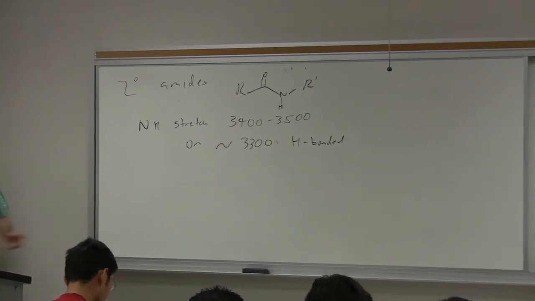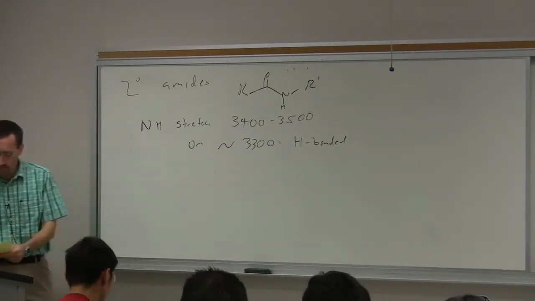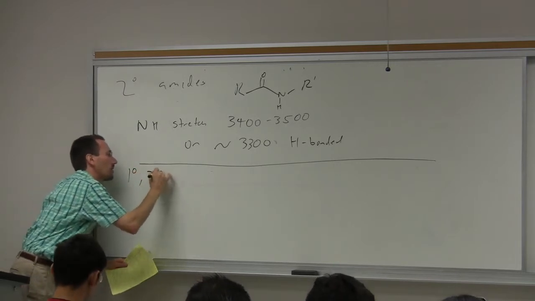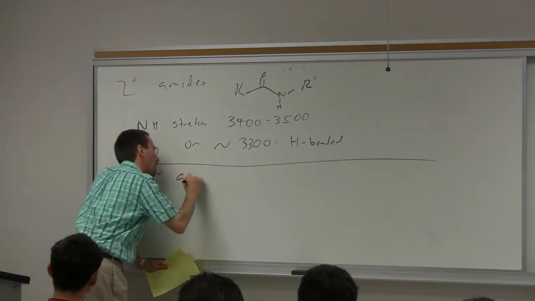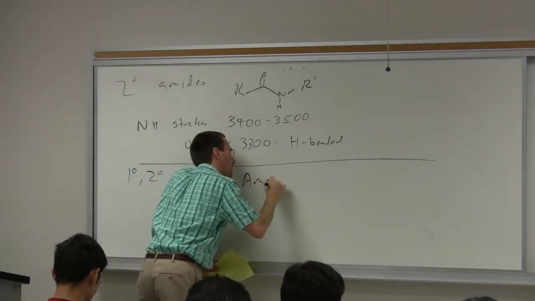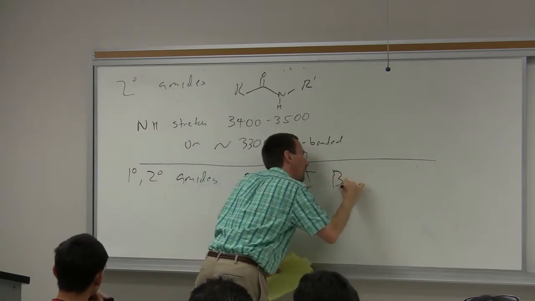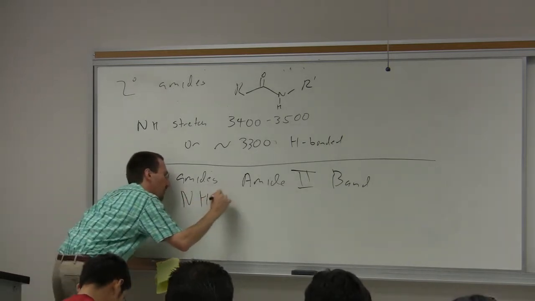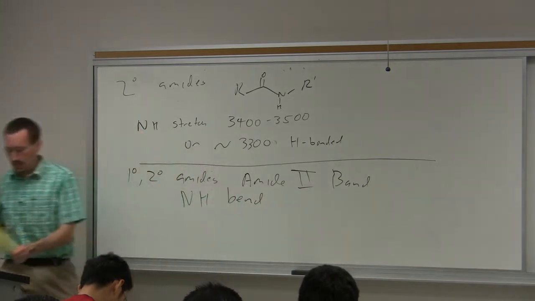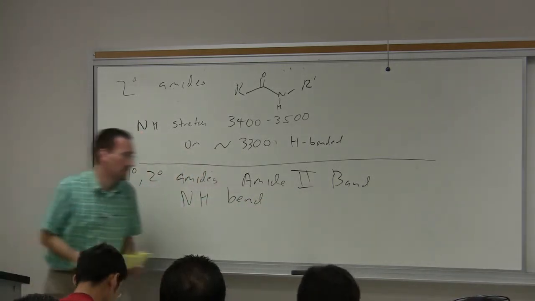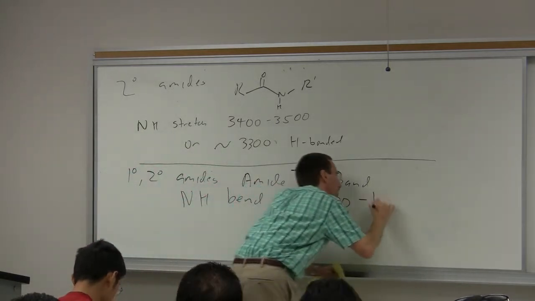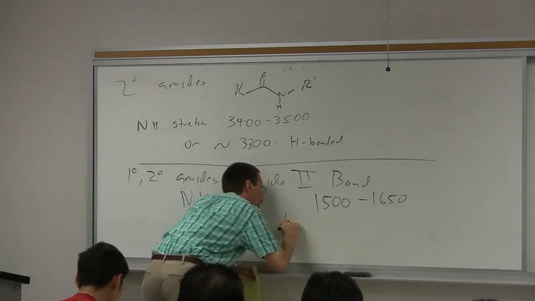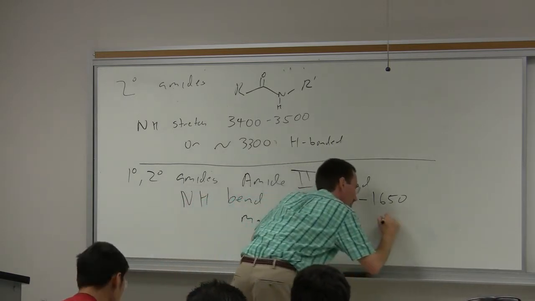So in addition to these bands, which are called the NH stretch bands, you also have, for primary and secondary amides, what's called the amide 2 band. The amide 2 band is an NH bend. And that typically is on the order of about 1,500 to about 1,650. And it may fall on top of the amide 1 band, in which case you wouldn't see it.